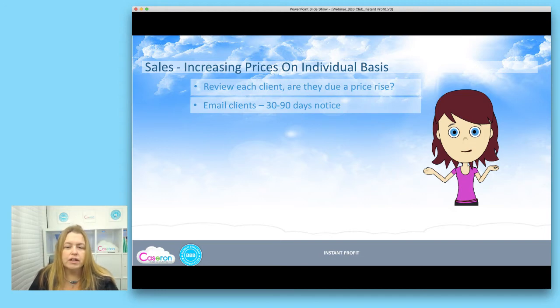Email your clients and give them 30 to 90 days notice. We have some of our high growth clients that we've moved on to what we call a dynamic billing process now, because they're growing so quickly and their businesses are expanding. So the time that we're spending on their business, doing their bookkeeping and their data processing, is increasing as they are. The time it takes to create their management accounts is increasing.